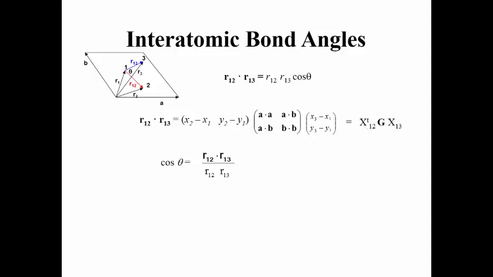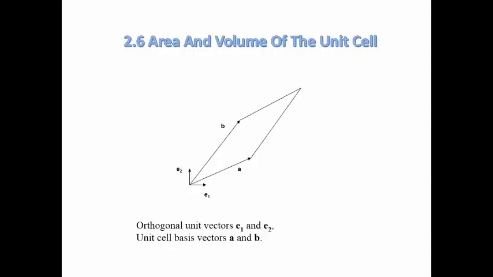So here we have the similar formula, and if we put it in the cosine form, we're solving this equation up here for the cosine. We can substitute in the G matrix format for R12 dot R13, and then we simply divide through by our scalar values for each of those vectors. So that's what it looks like.